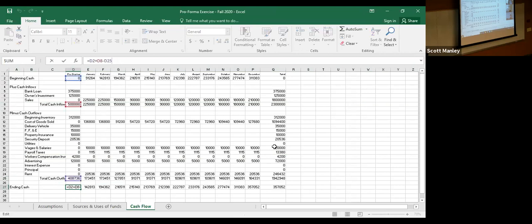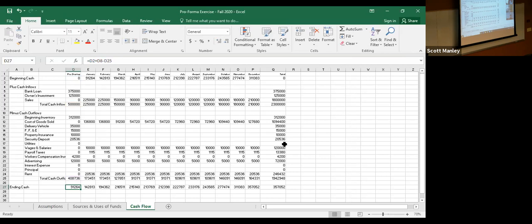If I highlight up here, it shows you in color. It's this one plus this one minus this one equals this one, okay? Always, always, always, your beginning cash for the next period is your ending cash for the previous period. Does that make sense?